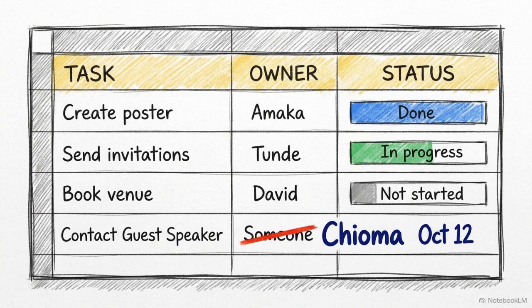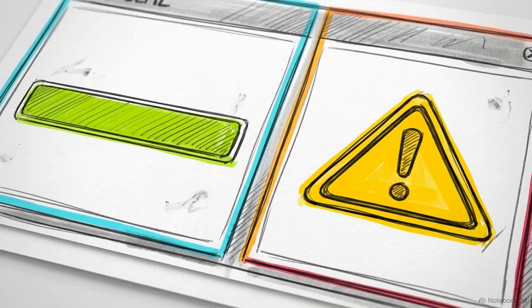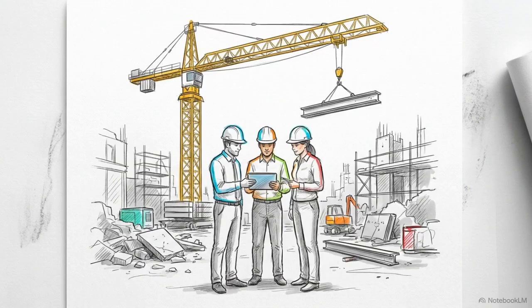Execution also requires a risk log. This involves recording potential problems, like a guest speaker canceling, and preparing a response before the problem becomes an emergency. Task trackers and risk logs create a system where progress is visible and potential failures are expected. When the plan accounts for these variables, the team can focus on execution rather than reacting to avoidable surprises.